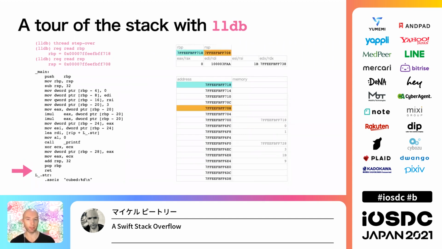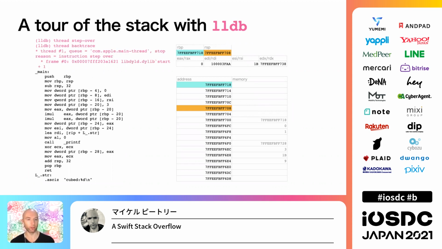Finally, we pop RBP, and that just does the exact opposite of push. It takes the 8 bytes at the RSP, moves it back into RBP, and then it steps the RSP up 8 bytes. So if you'll note here, the state of our stack is exactly the same as when we started, which is very important. Finally, we return from the function, and that just returns to the calling frame, which in this case is probably LLDB. It's an LLDB dynamic library.